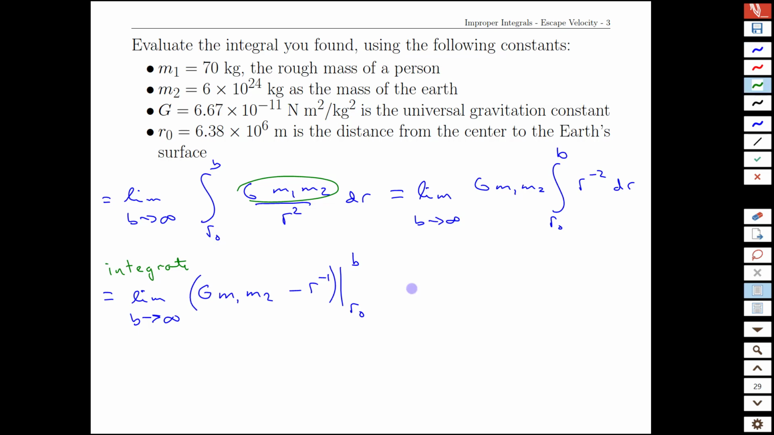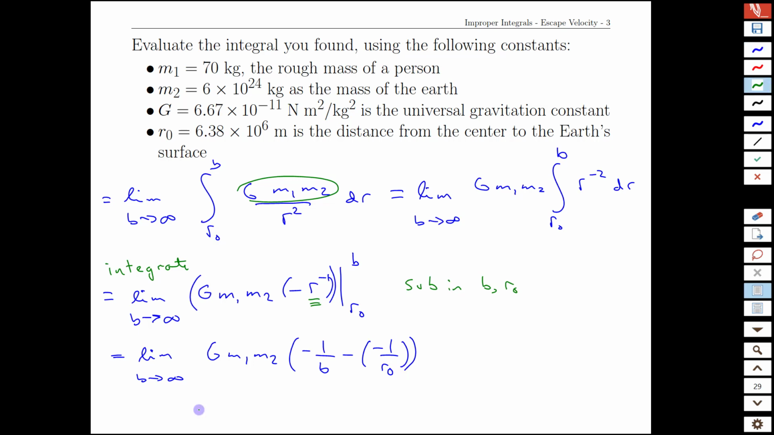Then we do the substitution, b and r naught for r, the position that we're at as we're doing our integration. And sorry, that's a multiplication there. All of this times that. So the limit as b goes to infinity of G m1 m2, then this becomes negative 1 over b minus 1 over r naught.